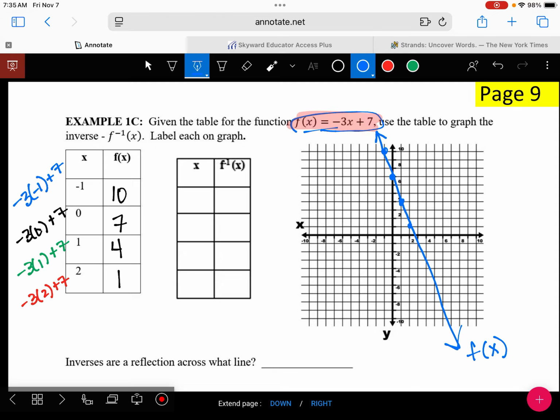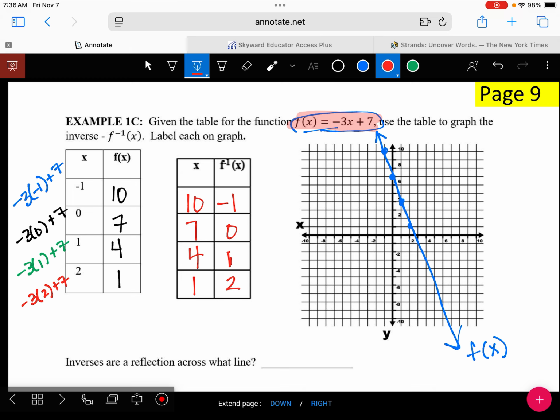And then flip your table. So I'm going to put all of those y values that I just got under x. So 10, 7, 4, 1 will go here. And then the other column will be -1, 0, 1, and 2. All right, go ahead and graph that.